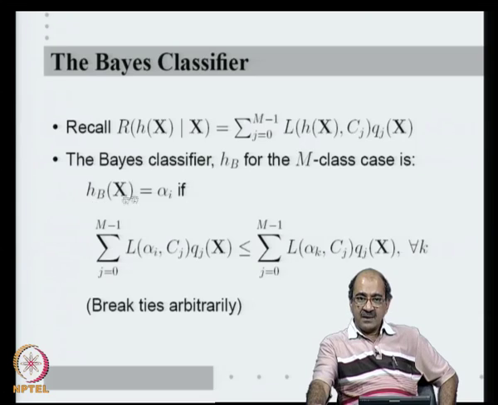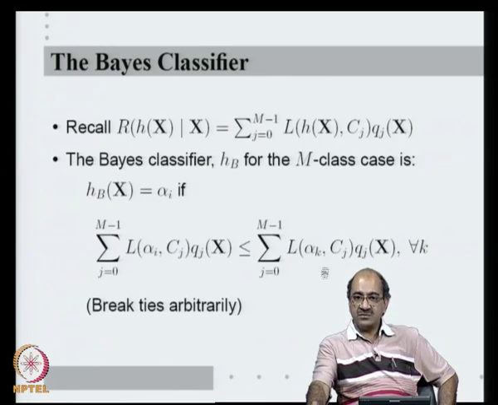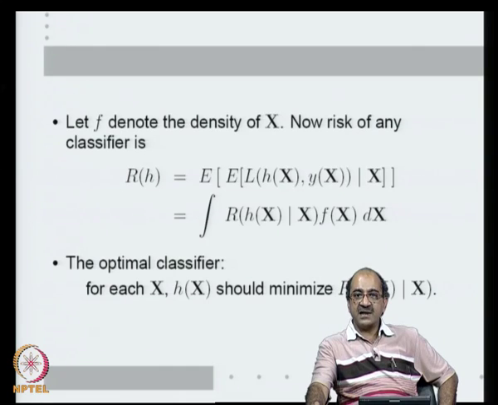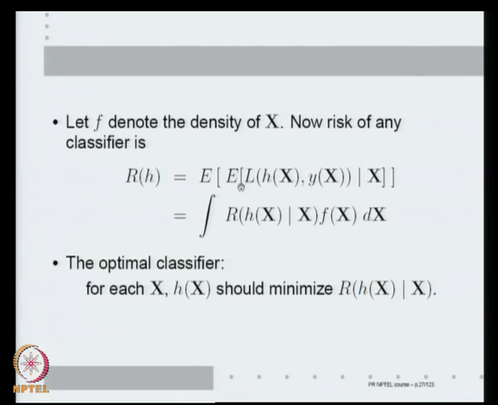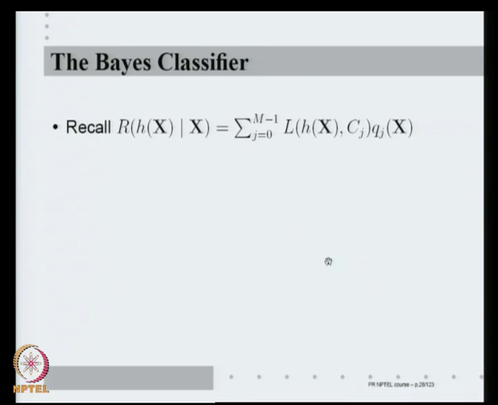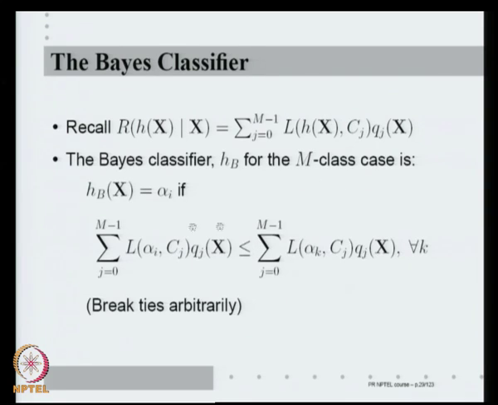Why? Because h_B assigns alpha_i to x, and what any other classifier can do is assign one of the other alphas to x, that is all any classifier can do. So, compared to assigning any other alpha, assigning alpha_i is better, right, because by assigning alpha_i, R(h(x) | x) becomes smallest. Such a classifier would certainly minimize this integral, because for every x that classifier has the least value for R(h(x) | x), right. So, this is our Bayes classifier.